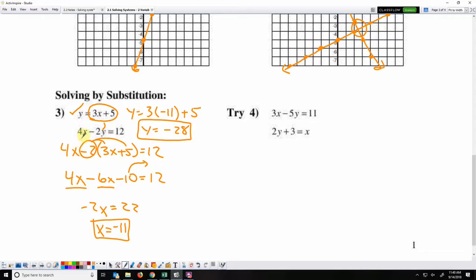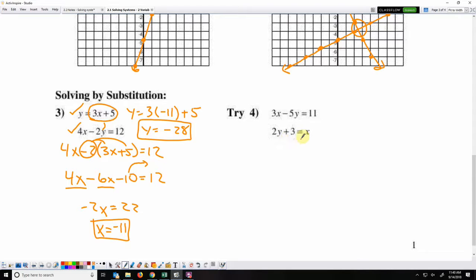But what I need to do in order to be sure that my answers are correct is plug these into the equation that I did not just use. 4 times -11 minus 2 times -28 should equal 12. In this case it does, so I know it checks out in that equation. But if I want to know that my answer is correct, I need to plug my answers into the equation that I did not just finish with. So I know that they work in both equations.